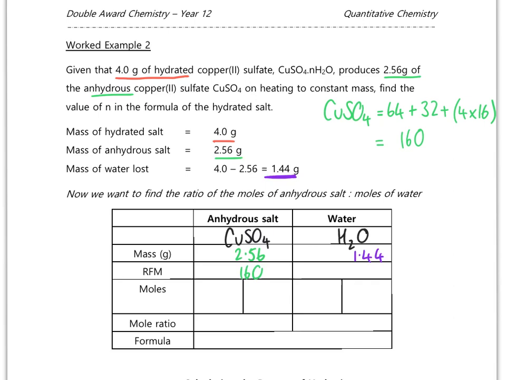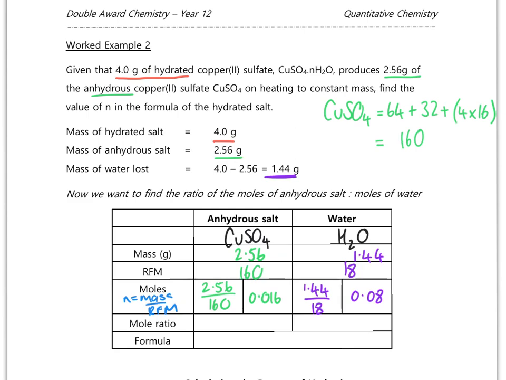What about the Rfm of water? Can you remember it? Yeah, it's 18. It's worth just learning that. Okay, then how do we work out moles? Good. n equals mass over Rfm. Okay, so for copper sulfate, that's 2.56, your mass, over Rfm, 160. Pop that into your calculator and you should get 0.016. For water, it's going to be 1.44 divided by 18, which should come out as 0.08.